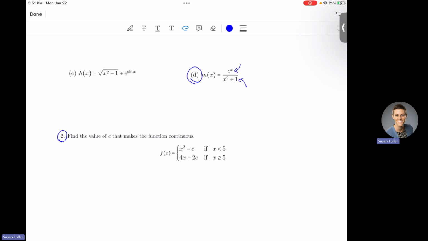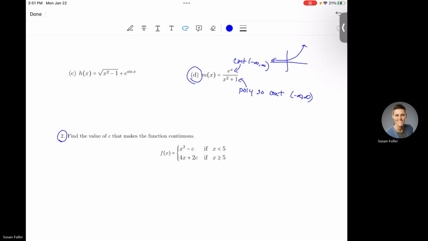So on top here, e to the x, where is that continuous? Well, e to the x, that's an exponential function that looks like this. That's continuous everywhere, negative infinity to infinity. So we don't have to worry about the top. And then the bottom, x squared plus 1, that's a polynomial. So we are continuous, again, everywhere from negative infinity to infinity.